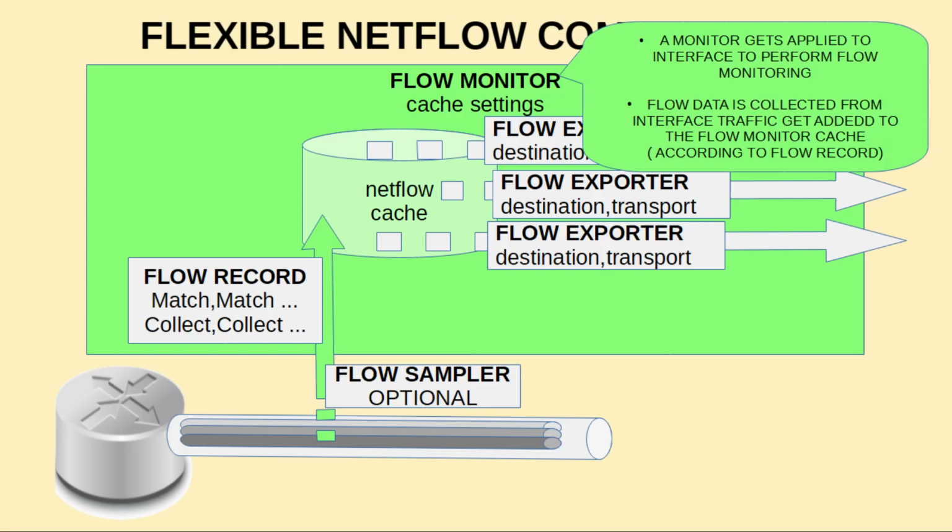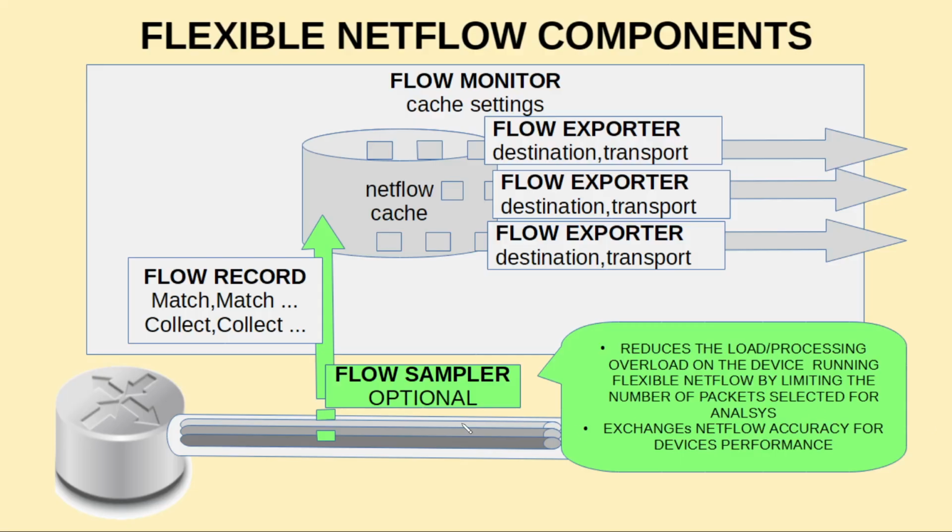The next component is the flow monitor. The flow monitor contains a flow record and at least one flow exporter. After configuring a flow monitor, we are going to apply it to a network interface. After applying it, we are going to start classifying packets that are going through this interface into flows according to the flow record. This information is going to be stored inside a NetFlow cache. Then the flow exporter is going to be in charge of taking this NetFlow cache data, and it is going to send it over the network to a collector server.